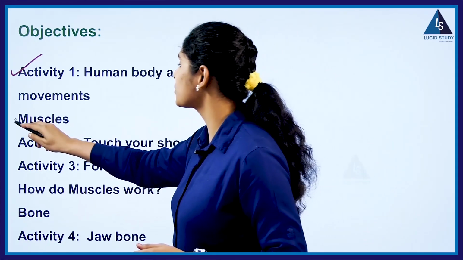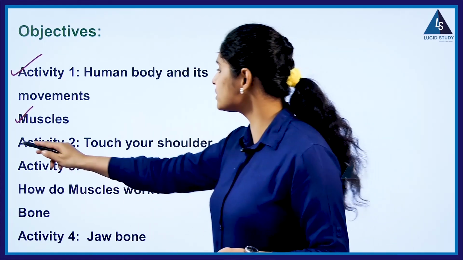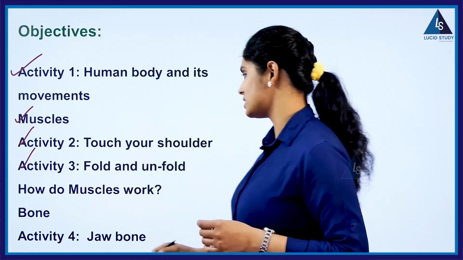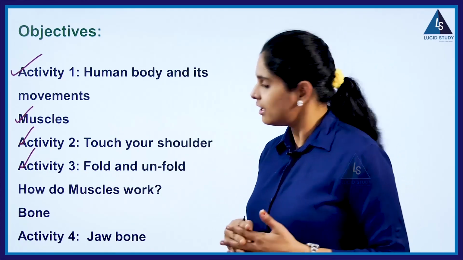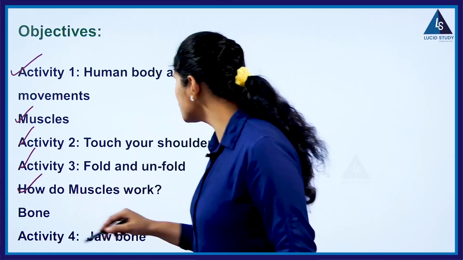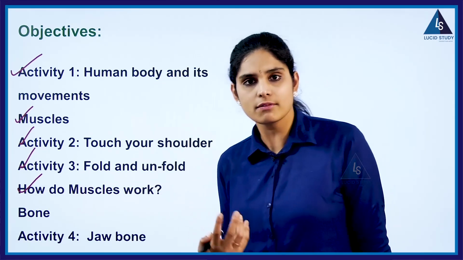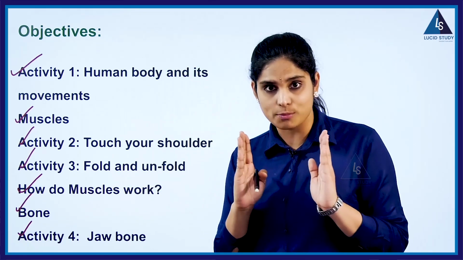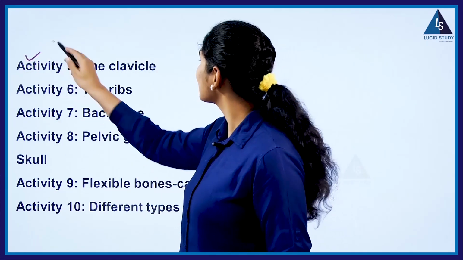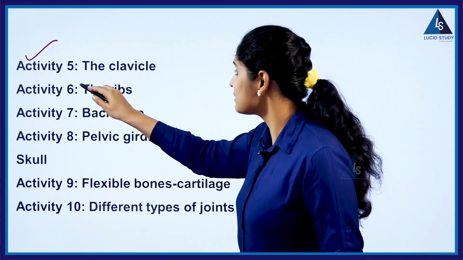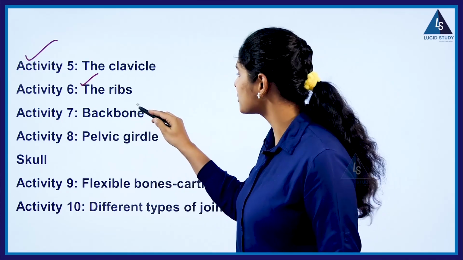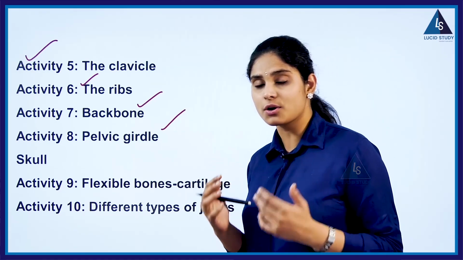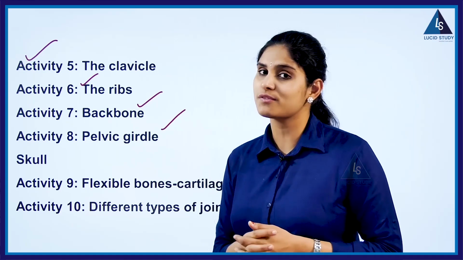Let's see that. Also, we are going to talk about muscles. Activity 2 talking about touching your shoulder. Then we have another activity where we fold and unfold, right? Then we are going to see how muscles work. Then we have the bones, and activity 4 about the jawbones, activity 5 about the clavicle, activity 6 the ribs, activity 7 we are going to see about the backbone, activity 8 the pelvic girdle. So the activities are all talking about different parts of our body.